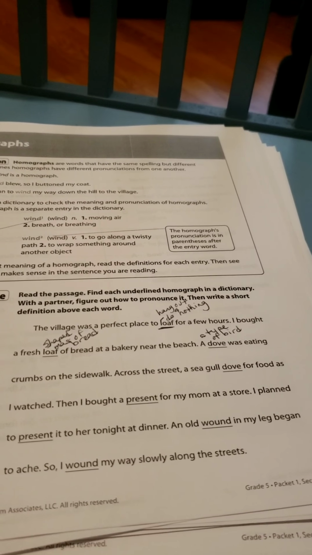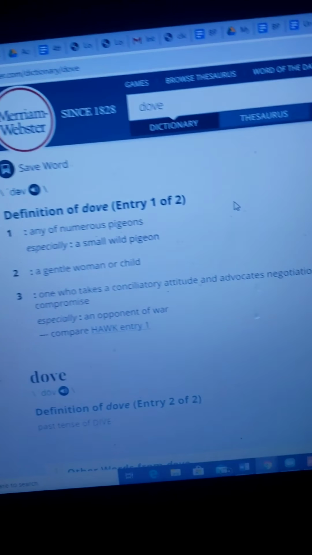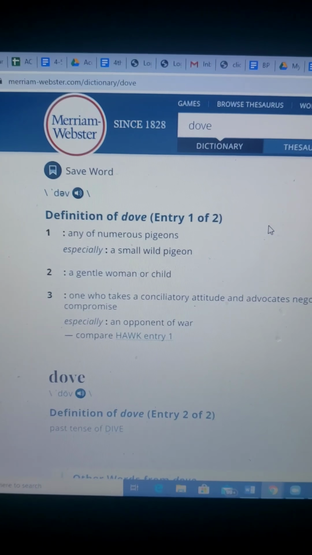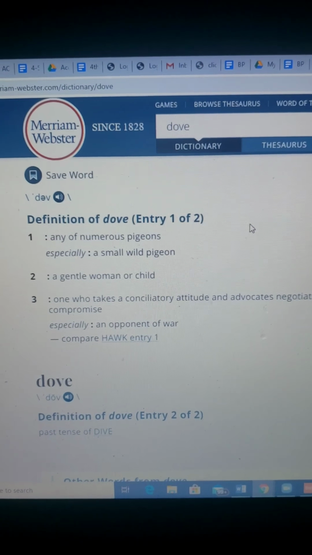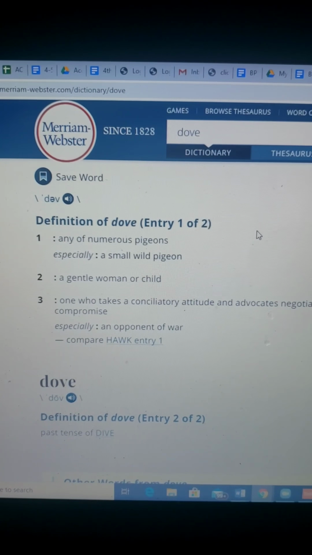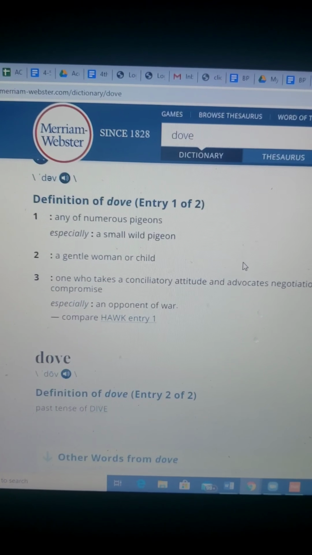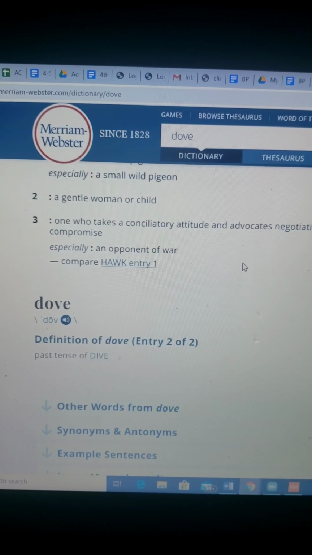Okay, so dove, here it's any of numerous pigeons. So pigeons are types of bird. That's the first definition that it gives, and that's a noun. Although for some reason I don't see it listed.